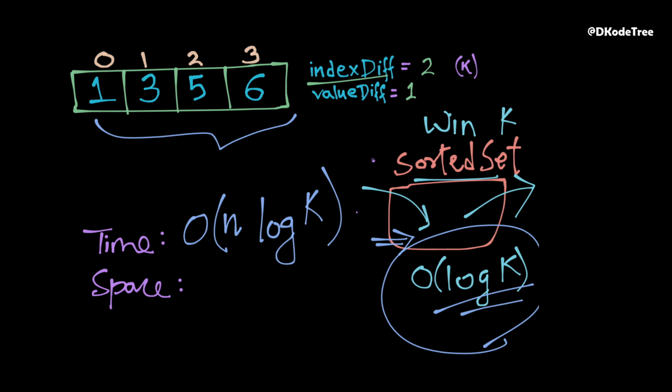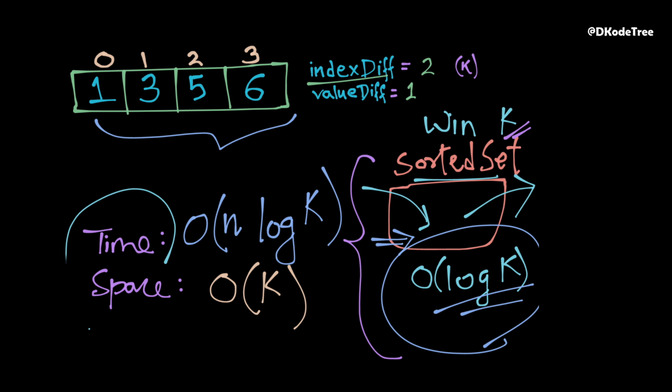log k. And the only extra space that we are using is for the sorted set, which stores at most k elements. So the space complexity becomes O of k. So this is a perfect example of time-space trade-off. Here we are saving time using a smarter data structure, but at the cost of a bit more space. Now let's quickly code this up.